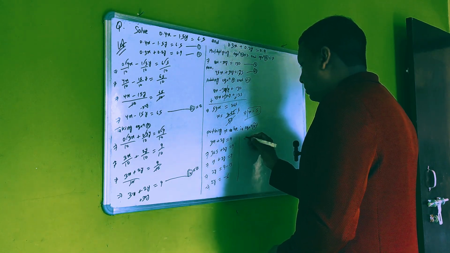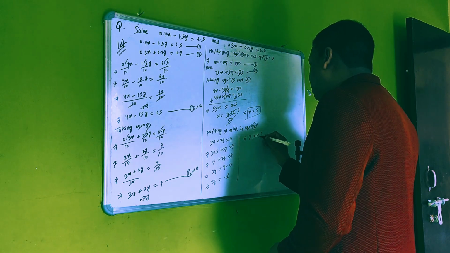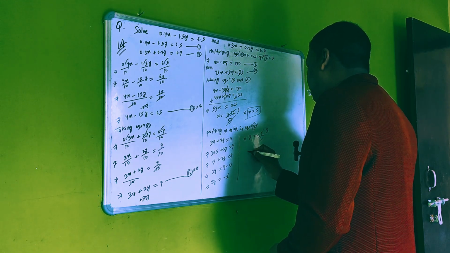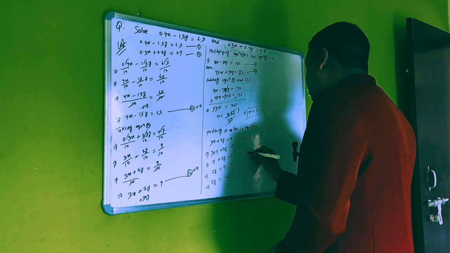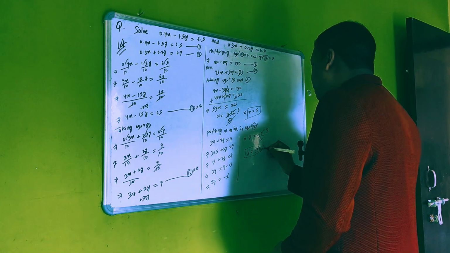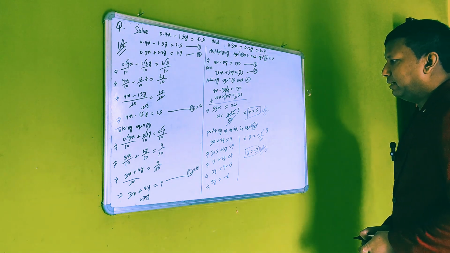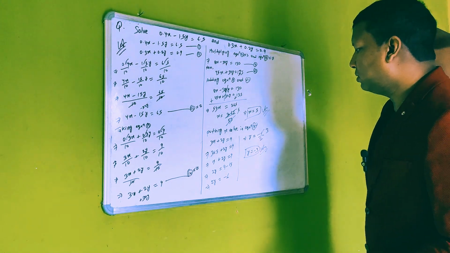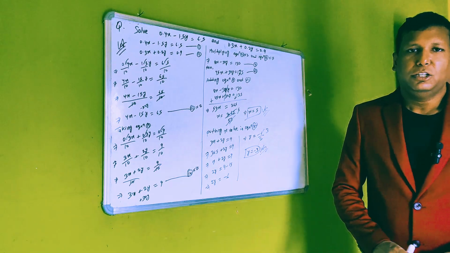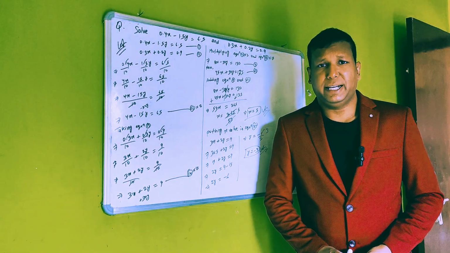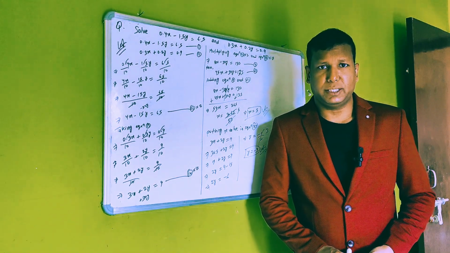Or we can write y equals minus 6 by 2. This cancels by 3 times, so y equals minus 3. So this is the answer: the x value is 5, and the y value is minus 3. This is how we can get the x and y values of this equation.